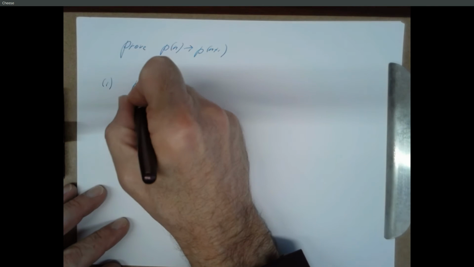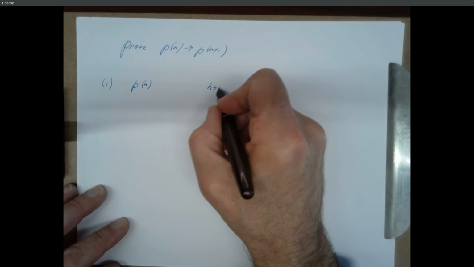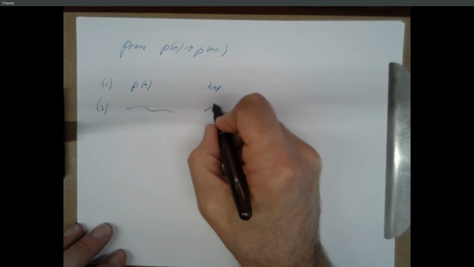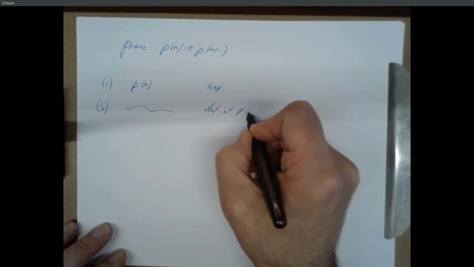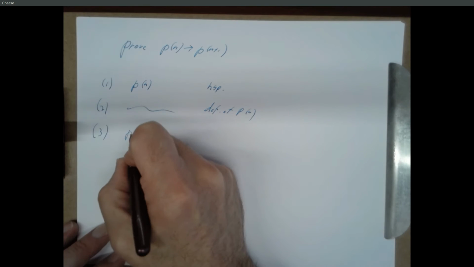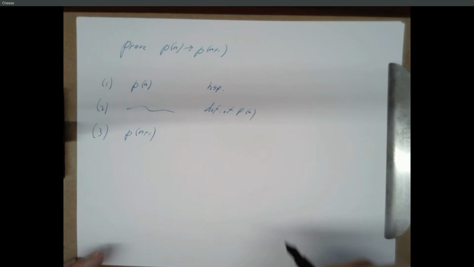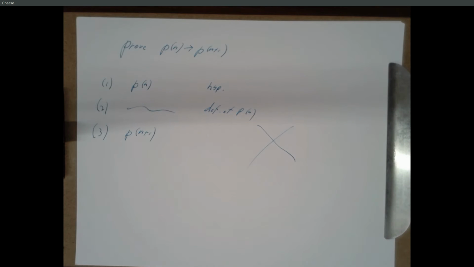So step 1, write P of n, that's the hypothesis. Step 2, write out whatever P of n says. Okay, step 3, if you write P of n plus 1, your proof no longer works. And a lot of people are still writing down P of n plus 1.